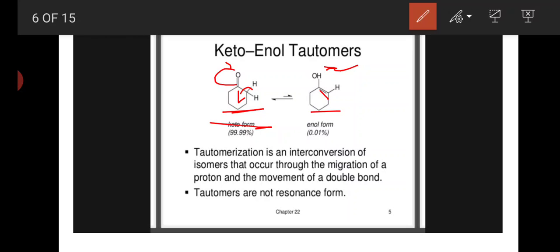Okay, between these two isomers there is an interconversion of double bond and proton. Here the proton shifted to oxygen and forms the enol form. Then this proton again shifted to here and forms the keto form. Tautomerism is an interconversion of isomers that occurs through the migration of a proton and the movement of the double bond. These tautomeric forms are not resonance forms.